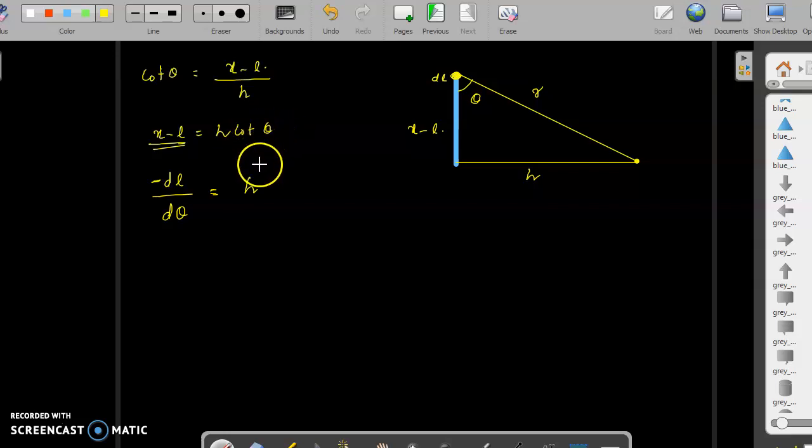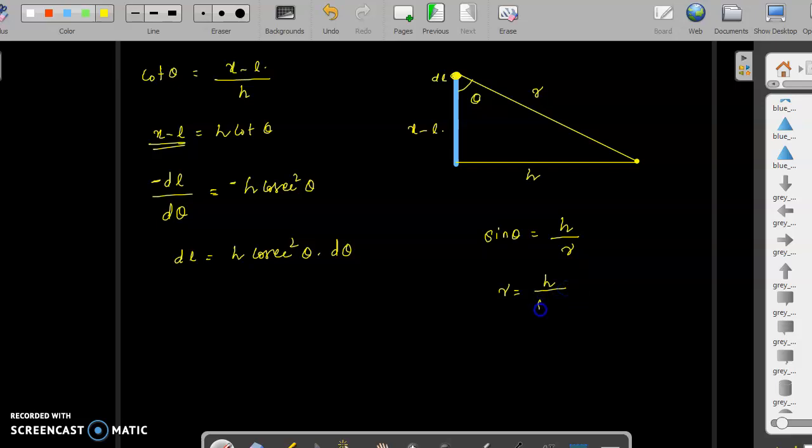The differentiation of cot theta is minus cosec square theta. So dl becomes h cosec square theta d theta. Similarly, sin theta here is equal to h by r. So r becomes h over sin theta, that is h cosec theta. So now we can substitute r and dl with these expressions.